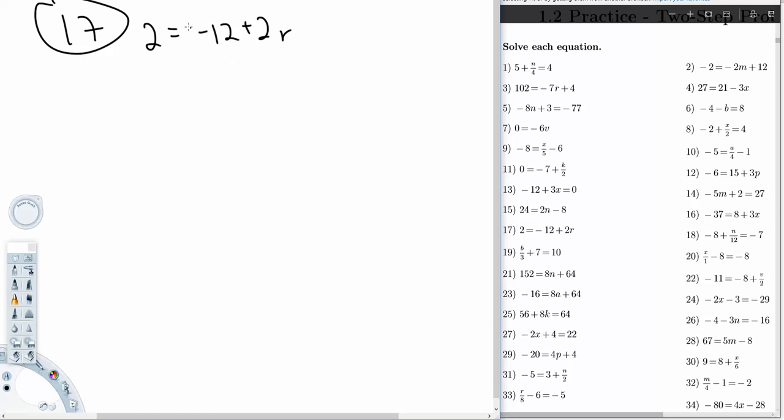Once again, the familiar problem. They're all the same. This is what we know. We know what a 2 is. I certainly know what a negative 12 is. This, I have no idea what 2r is. What is 2r? That's not a number, that's a letter. How do I know what that is?